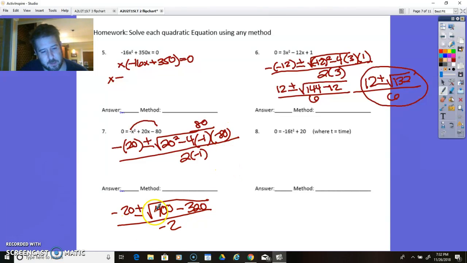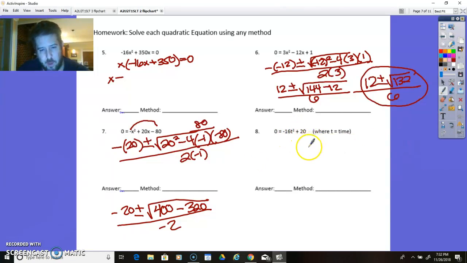Okay, so it looks like this is going to be the same case as this one. So it's going to be negative 20 plus or minus the square root of 80 divided by negative 2. And 80 is not a perfect square. So it does have two real answers. It's just that the square root of 80 is going to be an irrational number. And I don't want to round it, so I'm just going to leave it like that. All right. It's still not going to let me, of course.